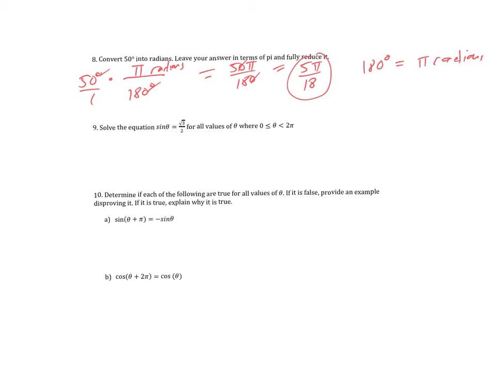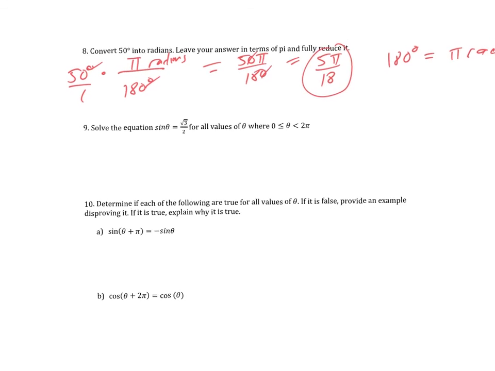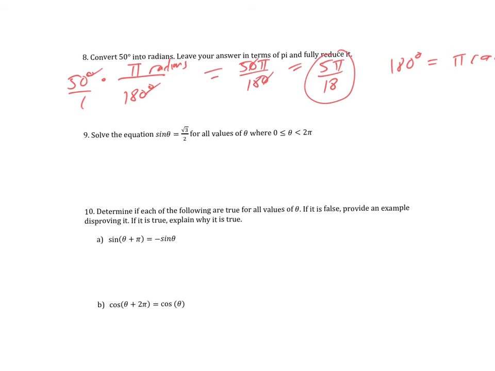Number 9, we're asked to solve an equation. We're supposed to find all values of theta between 0 and 2 pi, so just in one revolution of the unit circle, where sine theta is root 3 over 2. So we have to think about points on the unit circle where the y value is root 3 over 2.